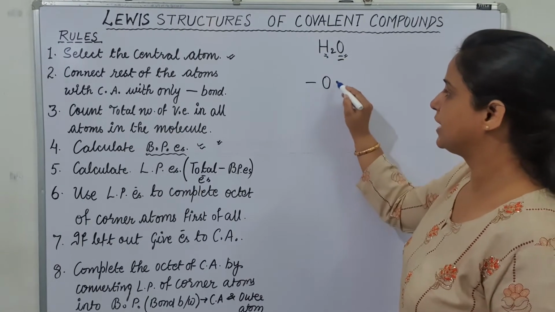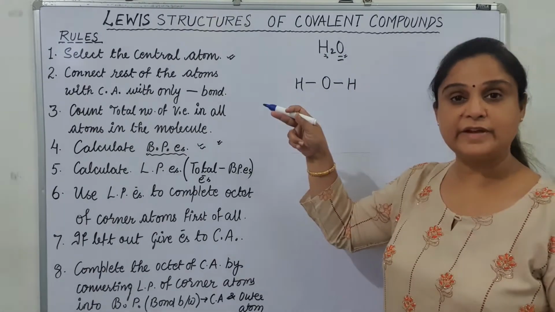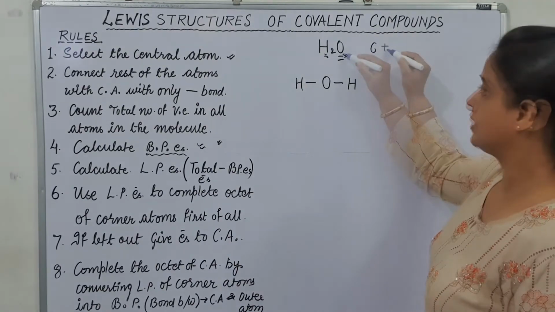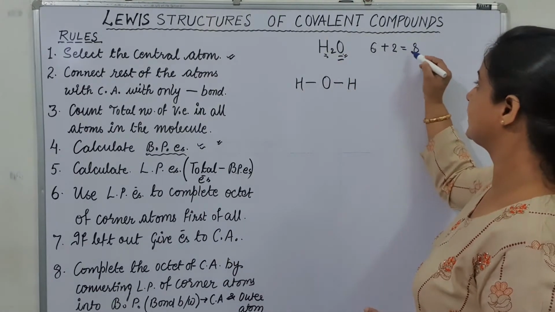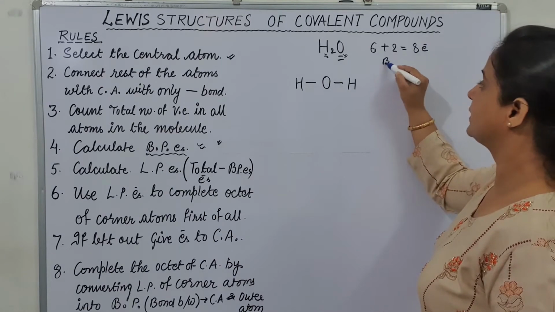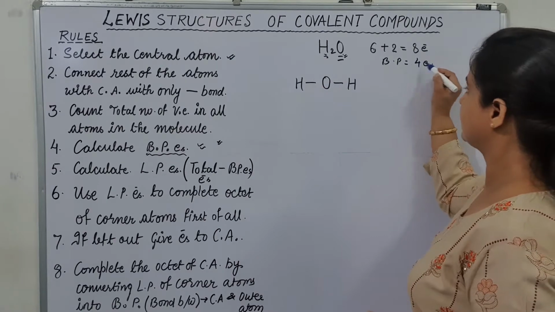Hydrogen 2. I will connect it with the 2. Okay. Count the total number of valence electrons. 6 from oxygen and 2 from the hydrogen, 1 from each hydrogen. So total number of electrons is 8. Bond pair electrons: 1, 2, 3, 4. So this is 4 electrons.